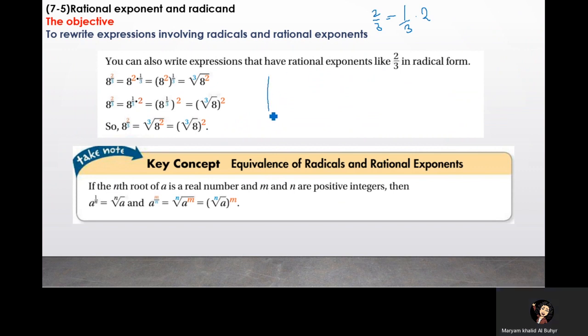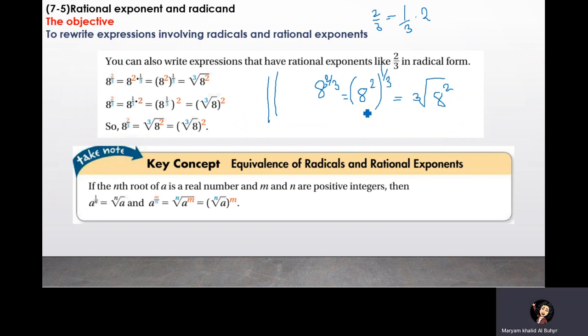Let me write it down. So that will be 8 to the power 2 over 3. Since I can do this, I can rewrite this as 8 to the power 2, all of this to the power 1/3. And you learned that 1 over something is the cubic root. This 3, you will put it outside, and then you will leave 8 inside to the power 2.